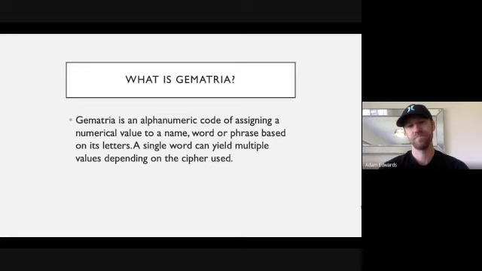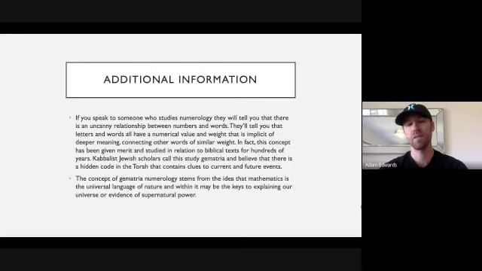Gematria. What is gematria? Gematria is an alphanumeric code of assigning a numerical value to a name, word, or phrase based on its letters. A single word can yield multiple values depending on the cipher used. If you speak to someone who studies numerology, they will tell you that there is an uncanny relationship between numbers and words. They'll tell you that the letters and words all have a numerical value and weight that is implicit of deeper meaning, connecting other words of similar weight.